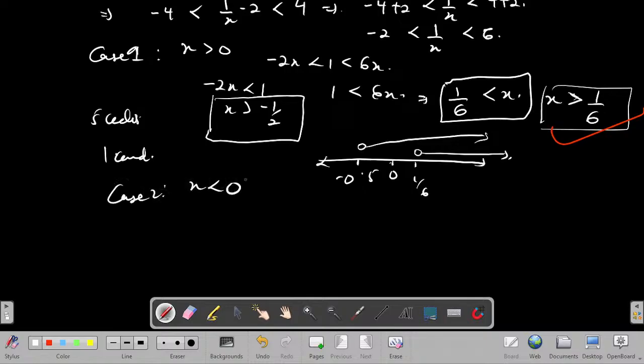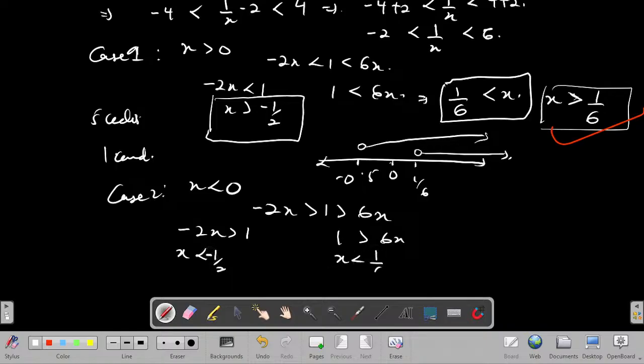For case 2, obviously when x is less than 0, what happens? You reverse the signs. So I'll have negative 2x greater than 1 greater than 6x. The same applies. I have negative 2x greater than 1 on one side, 1 greater than 6x on another side. So here I'll make x the subject. Dividing through by negative, the sign has to reverse. So I have x less than negative half. Then here I'll have x less than 1 over 6.